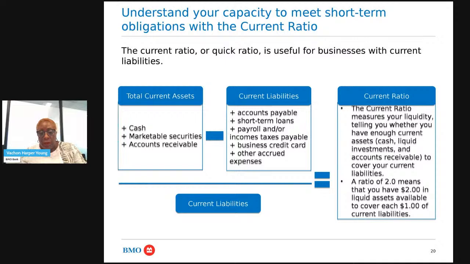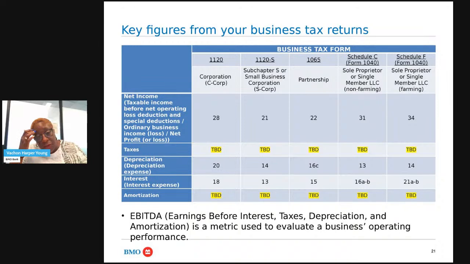So, key figures from your business tax returns. This is just a quick snapshot, and again, we're going to send you the deck so that you can take your time with all the content in here. But this particular slide indicates some of the information that we are going to ask for with the completion of a business loan application. There's a term there, EBITDA, earnings before interest, taxes, depreciation, and amortization.